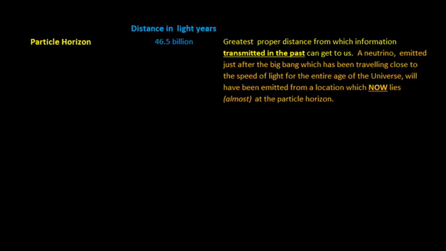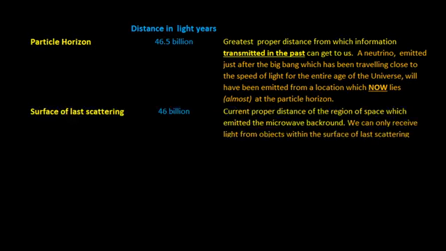So before we go any further, it's worth having a quick recap. The particle horizon, which lies at a distance of 46.5 billion light years from us, is the greatest proper distance from which information sent in the past can get to us. The surface of last scattering, which is slightly closer at 46 billion light years, is the current proper distance where the microwave background radiation we see today originated. We can only receive light from objects within the surface of last scattering.